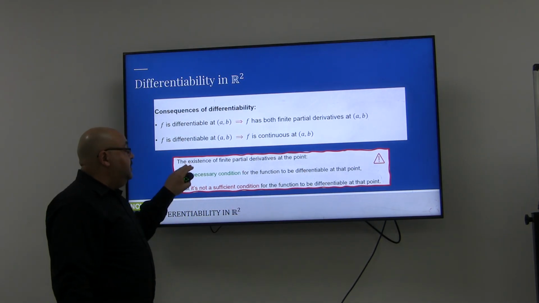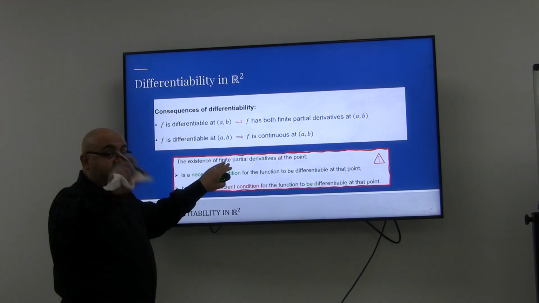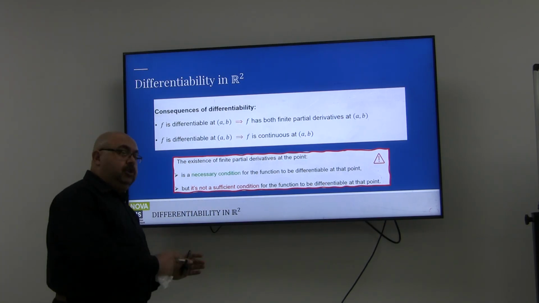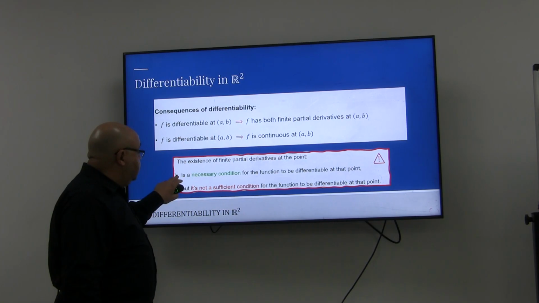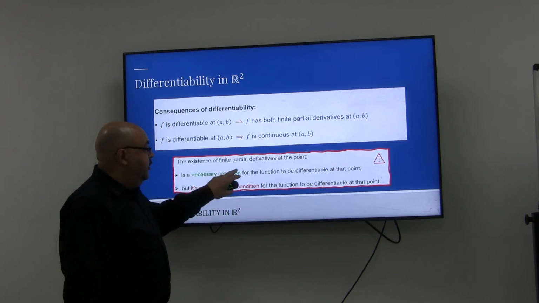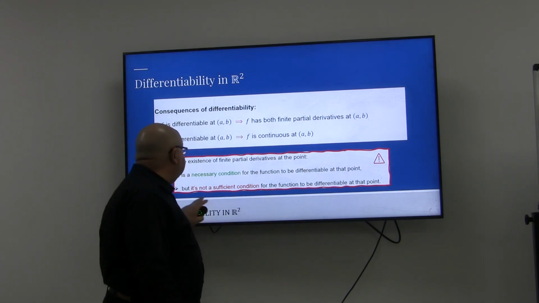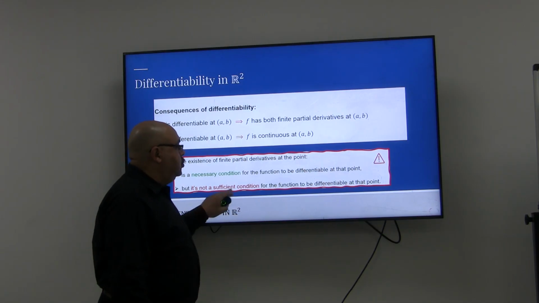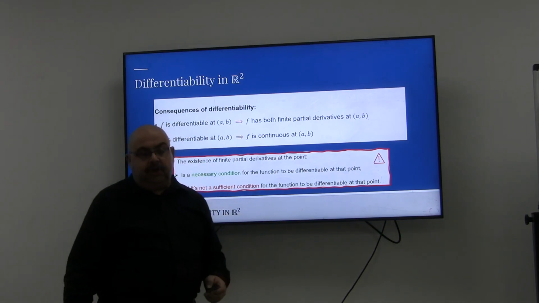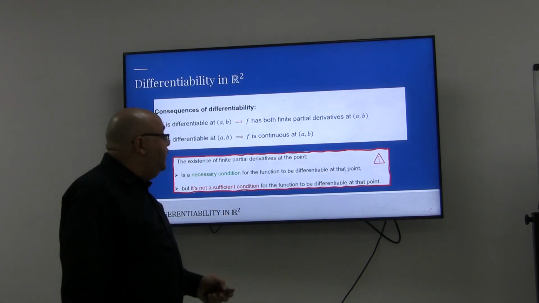But remark, the existence of finite partial derivatives doesn't guarantee that your function is differentiable. So once more, it is a necessary condition for the function to be differentiable at that point, but it is not a sufficient condition for the function to be differentiable at the stated point.